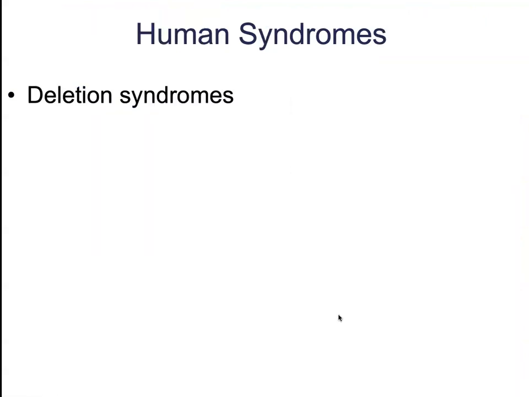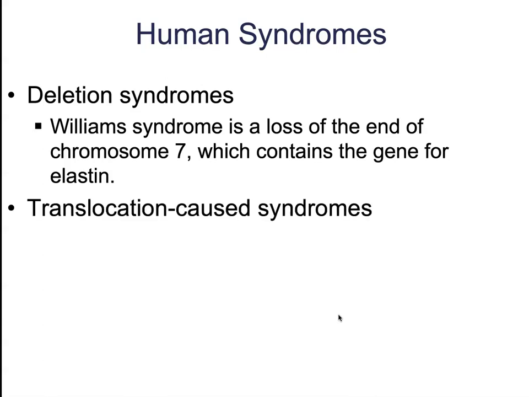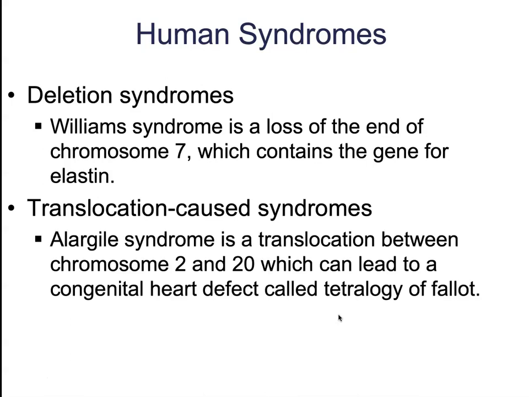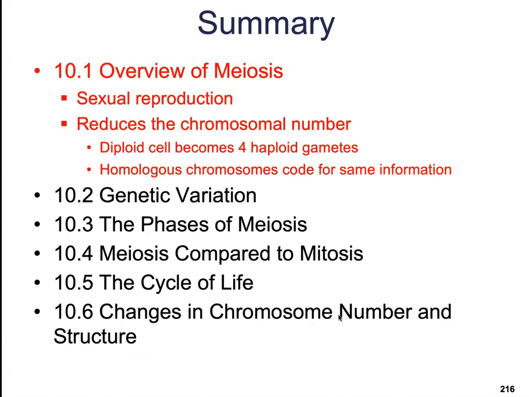There are a couple of syndromes that are caused by deletions. Williams syndrome is a loss at the end of chromosome 7, which contains a gene for elastin. There are translocation syndromes. Alagille syndrome is a translocation between chromosome 22 and 20, which can lead to congenital heart defects. Chronic myelogenous leukemia, a blood cancer, is caused by translocation between chromosomes 22 and 9.